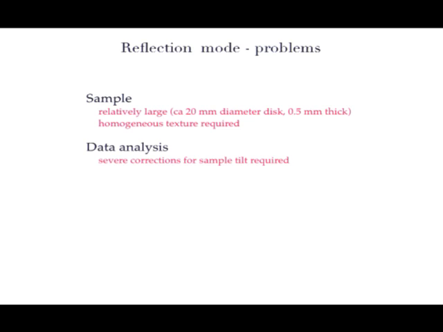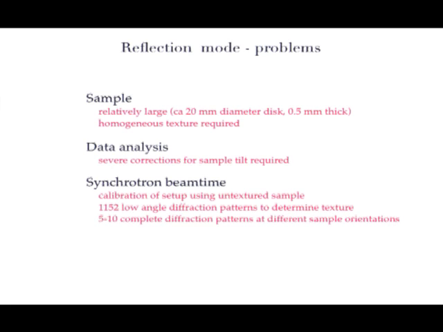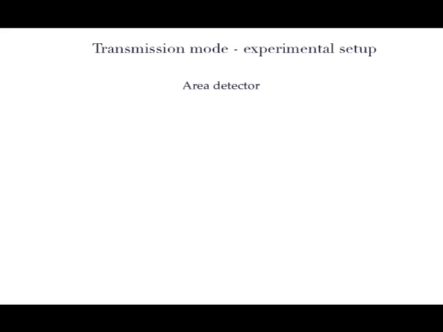The data analysis is difficult because we have this very large correction for the tilt. And synchrotron beam time, you have to do the correction, you have to do 1100 measurements, you have to do 5 complete measurements, so that all takes time. And it will take about 3 days on a synchrotron to measure this pattern. Now you can do that to prove the principle, but you cannot do that on a regular basis. So there we had to find alternatives, and of course, one way is to use an area detector.